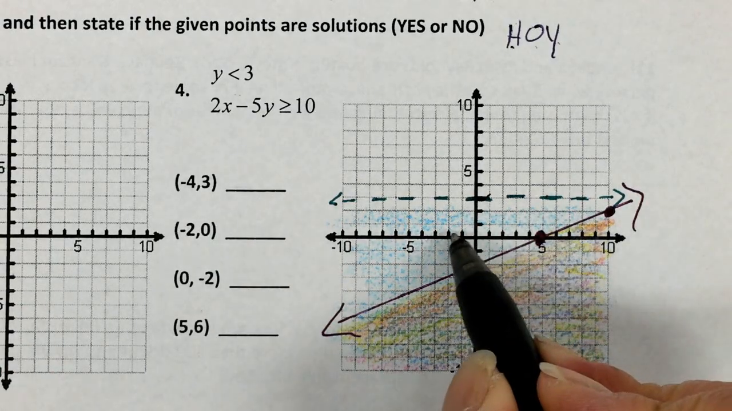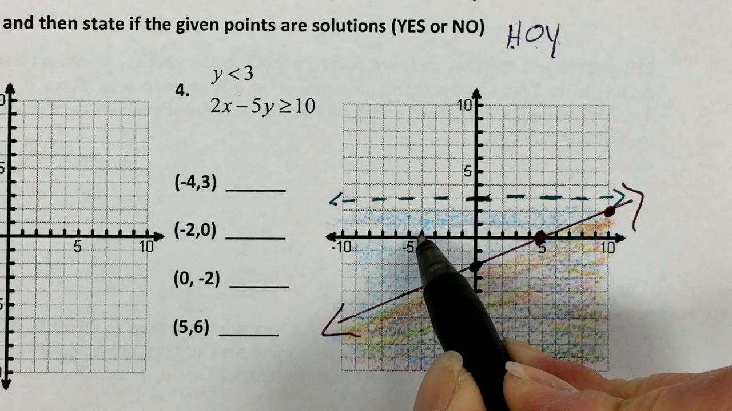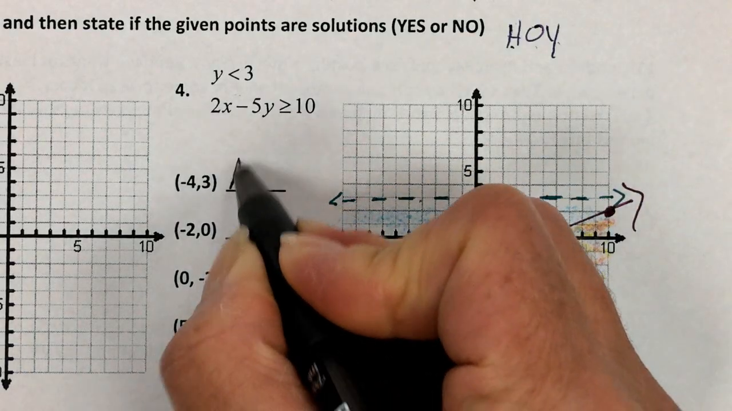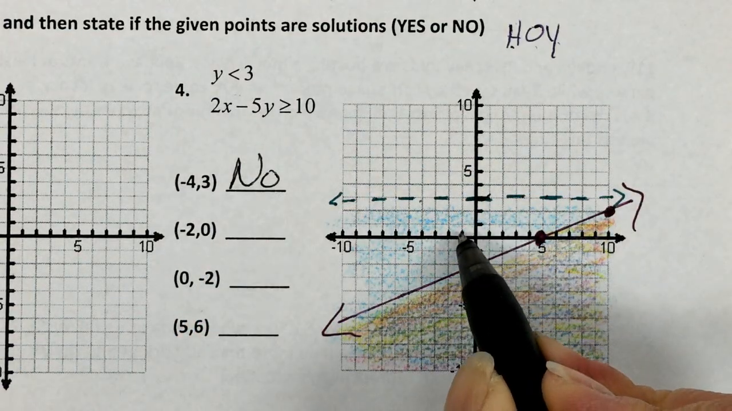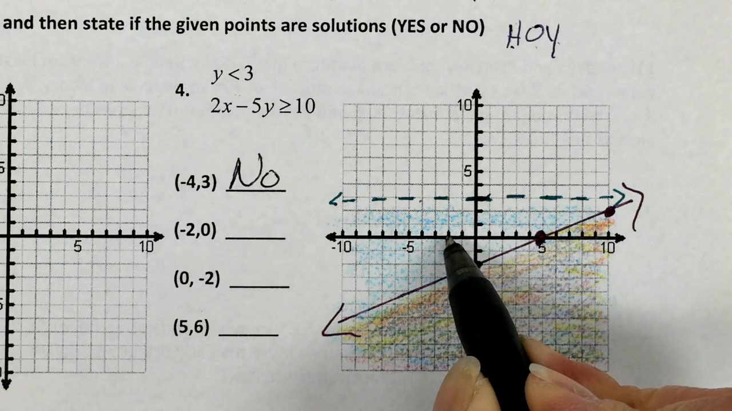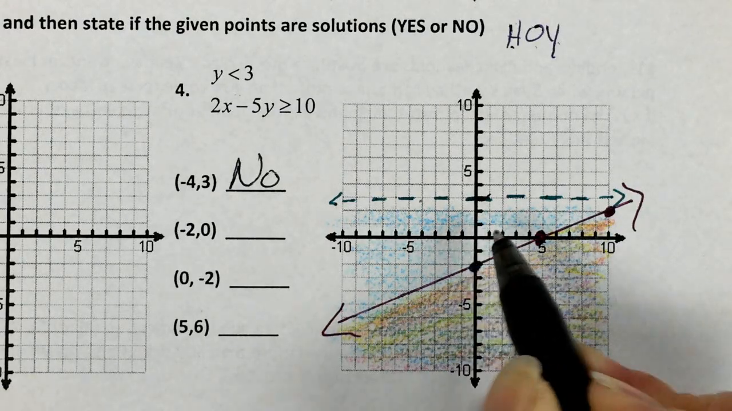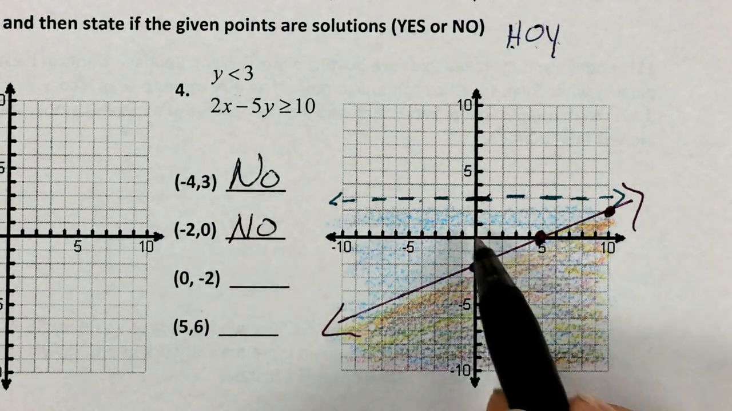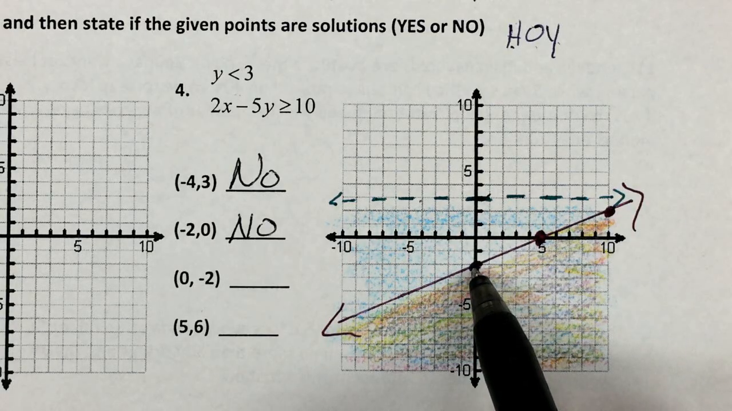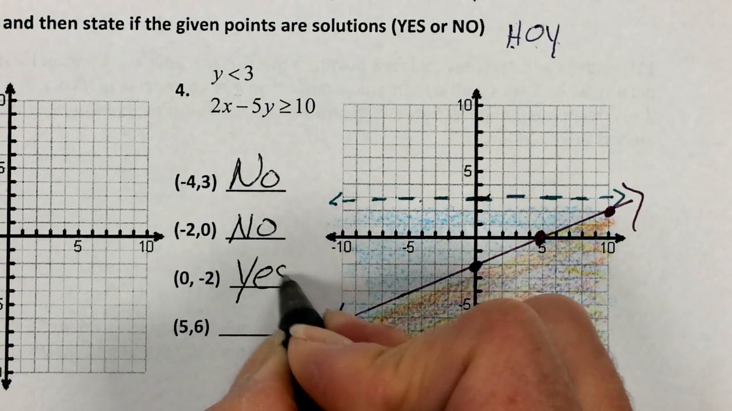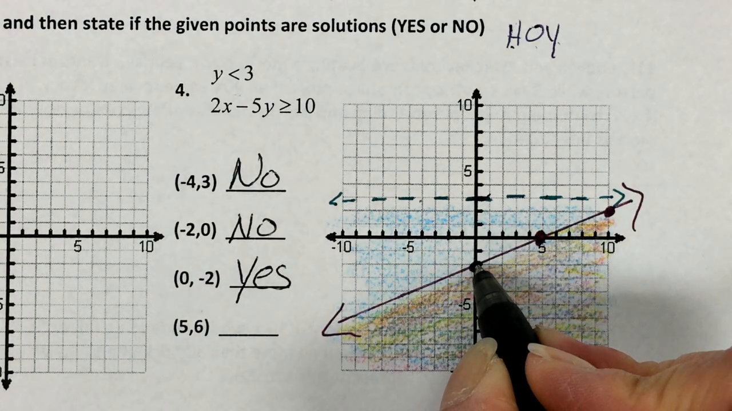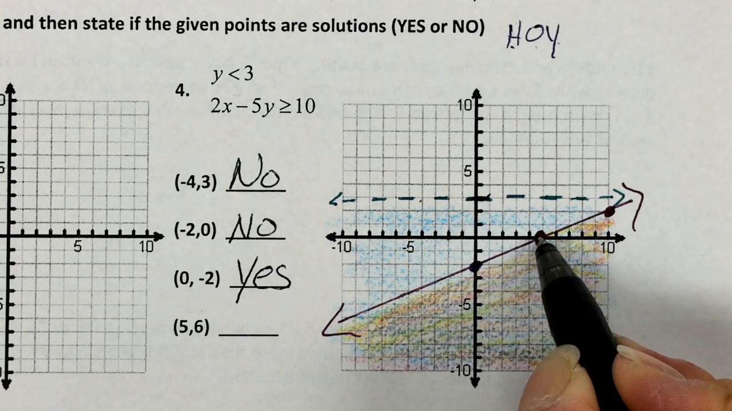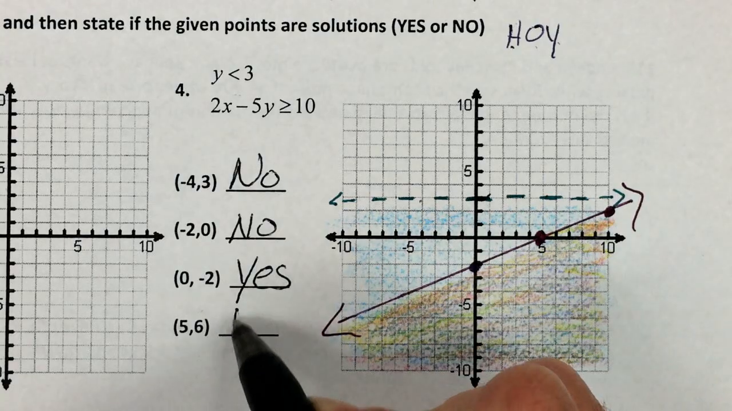So negative 4, 2, 3, 4, and positive 3, 1, 2, 3. That is not in both shaded regions. Negative 2 and 0, that is not in our shaded region. 0 and negative 2, that is in the shaded region. Remember, that's on the solid line. That's a yes. And then 5 and then 6, which is way up here. That is no as well.